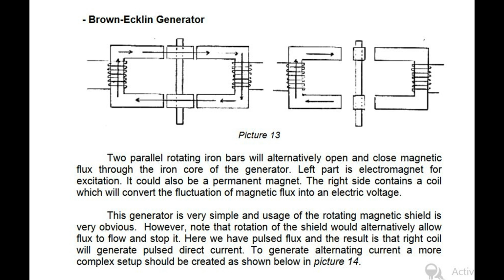However, note that rotation of the shield would alternatively allow flux to flow and stop it. Here we have pulsed flux, and the result is that right coil will generate pulsed direct current. To generate alternating current, a more complex setup should be created as shown below in picture 14.